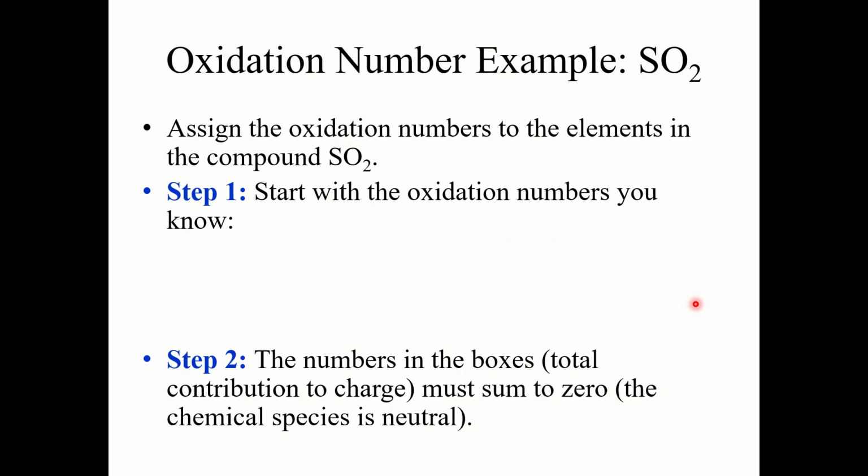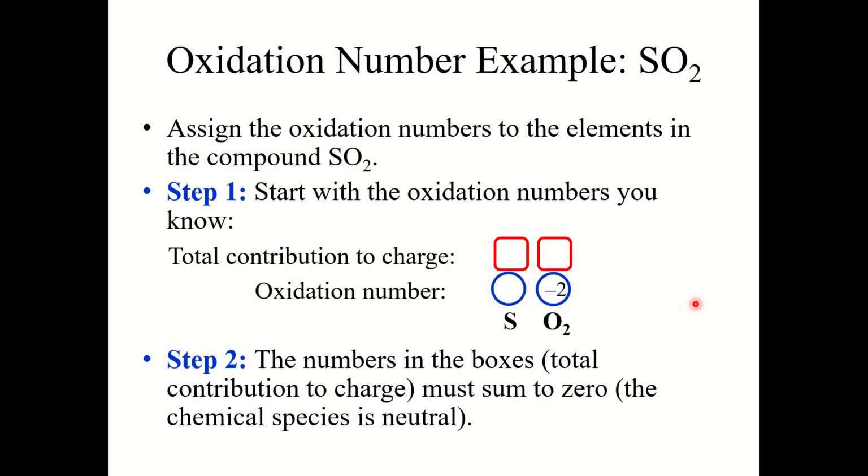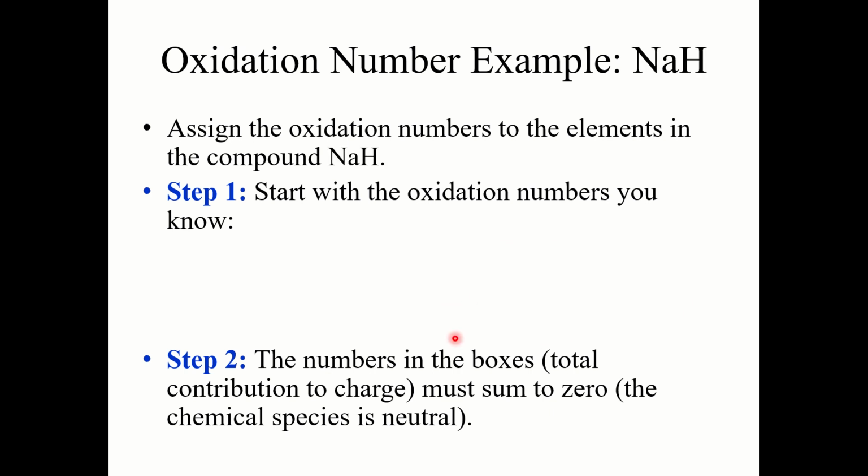Let's look at sulfur dioxide, SO2. Oxygen is -2. Total charge contribution, -4. So sulfur has got to be +4 here. So oxygen's oxidation number is -2, sulfur's is +4. Okay, here's a tricky example. This one often trips people up.